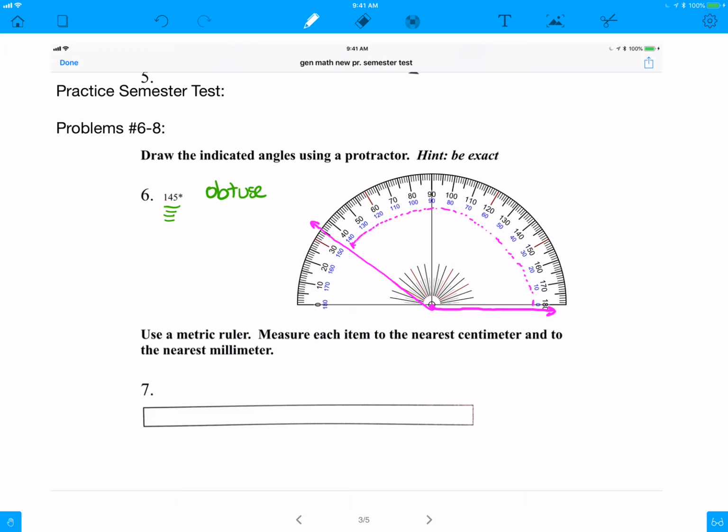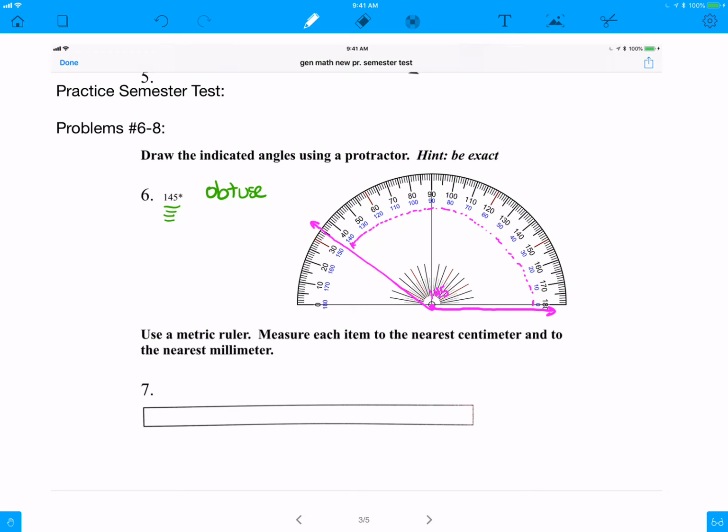But this is what I'm looking for. This is a 145-degree angle. That's what I'm looking for. I'm looking for accuracy, especially on test day. I'm looking to see how close you can get to that exact angle. I'm going to give you about 1 to 2 degrees leeway, but that's not a lot. You have to be very accurate.